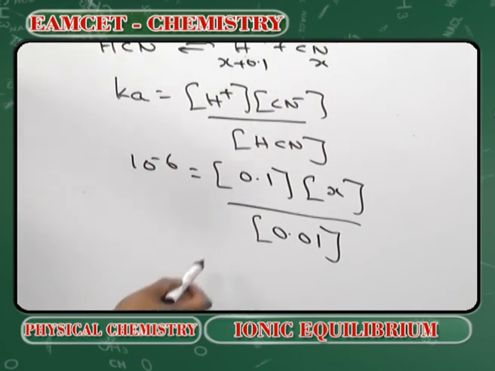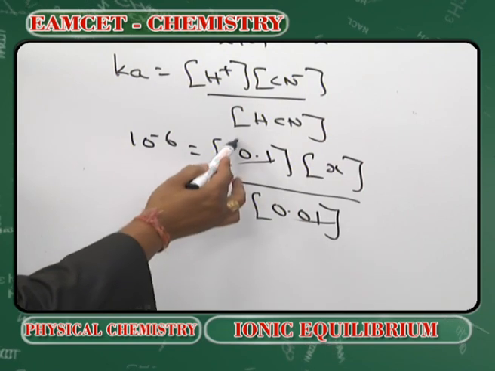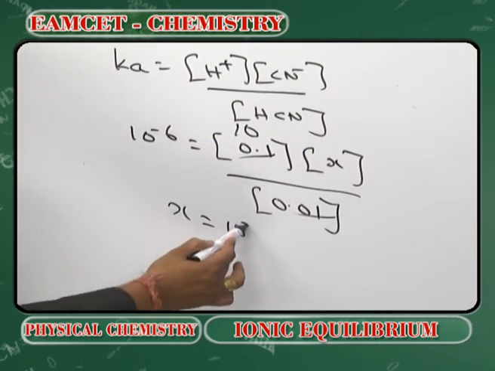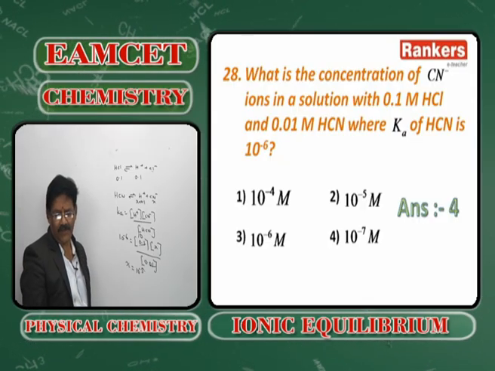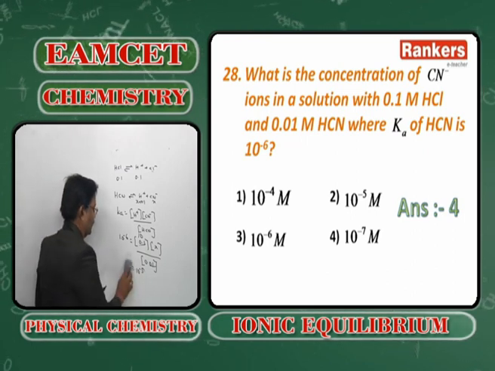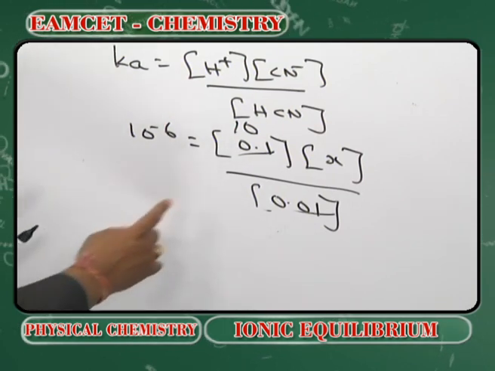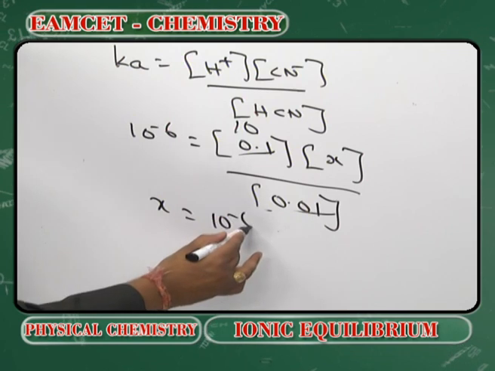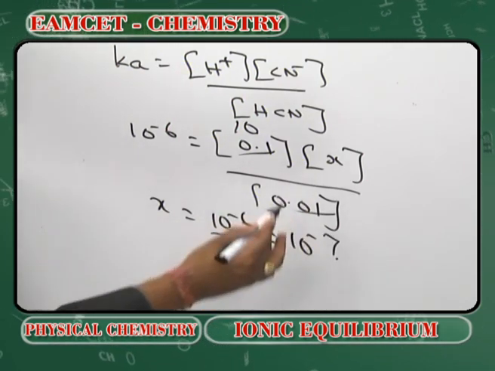What is the value? 1 by this is 10. So X is equal to 10 to the power minus 5. The CN minus ion concentration is 10 to the power minus 5 or 10 to the power minus 7? Once again, X is equal to 10 to the power minus 6 by 10, which is equal to 10 to the power minus 7.